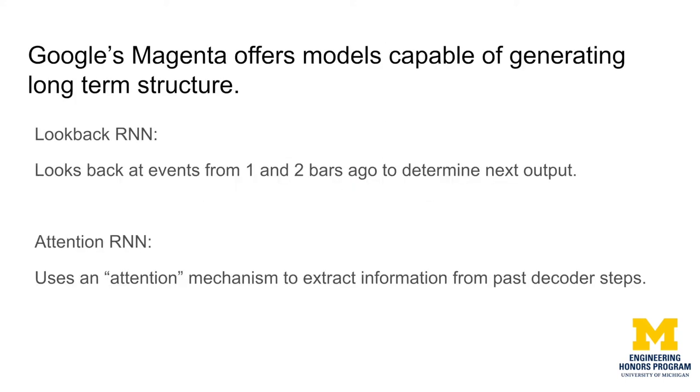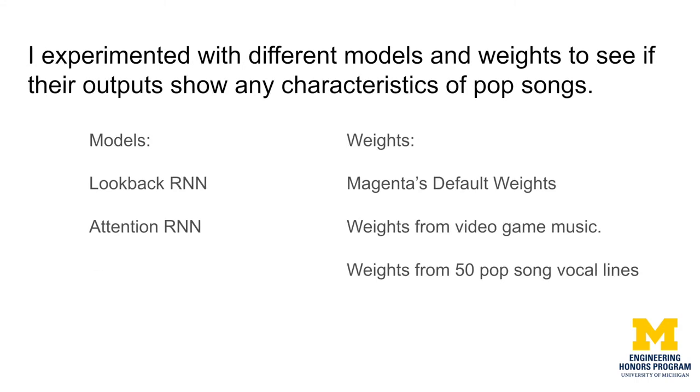I found a library called Google Magenta. Within that library, I found two models: Lookback and Attention RNN. According to Magenta, they are capable of generating long-term structures. Hence, I decided to train these models using my own MIDI files. The MIDI files I used for training included an entire video game music dataset, as well as 50 pop song vocal lines that I manually extracted. So in the end, I experimented with two models and three sets of weights.